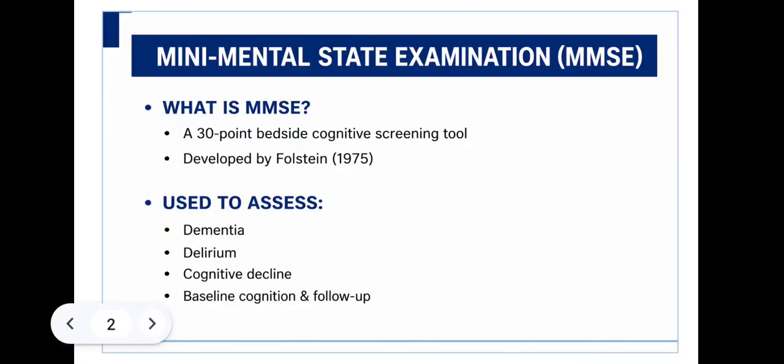Mini Mental State Examination. Exactly what is the Mini Mental State Examination? It is a 30-point based cognitive screening tool developed by Folstein in 1975. It is used to assess dementia, delirium, and cognitive decline.